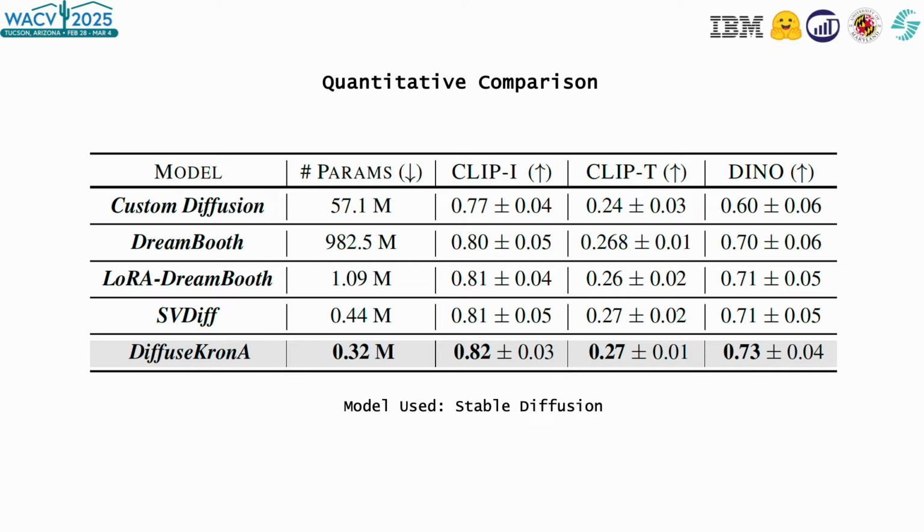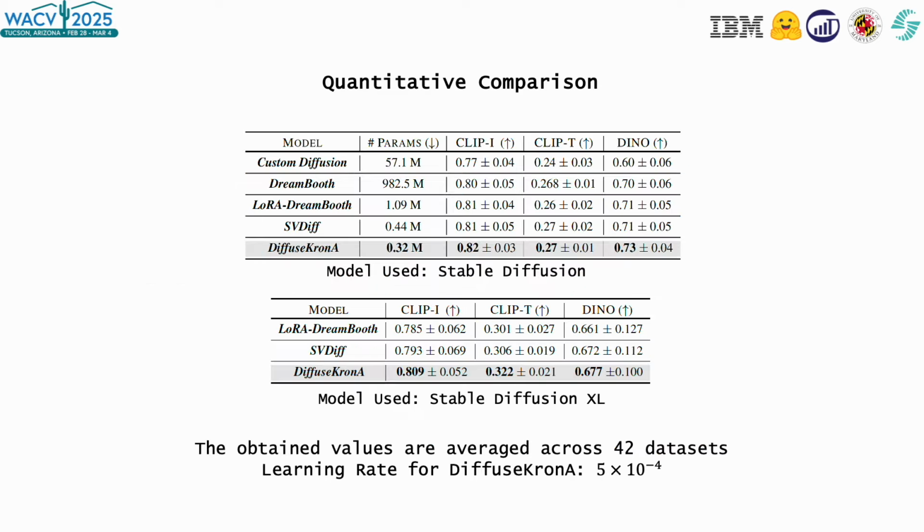Now look at DiffuseKronA. With just 0.32 million parameters, fewer than all competitors, it achieves the highest CLIP-I score of 0.82, and DINO score of 0.73. Even against SVDiff and LoRA, DiffuseKronA delivers superior consistency, reflected in tighter error margins. A similar pattern can be seen with SDXL as well.